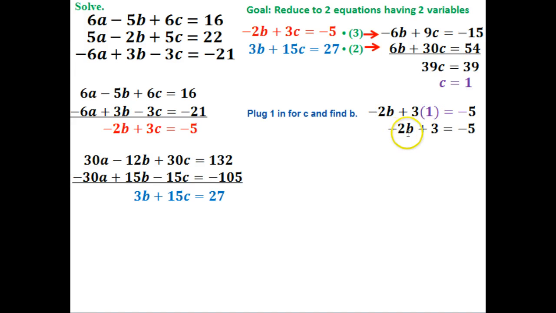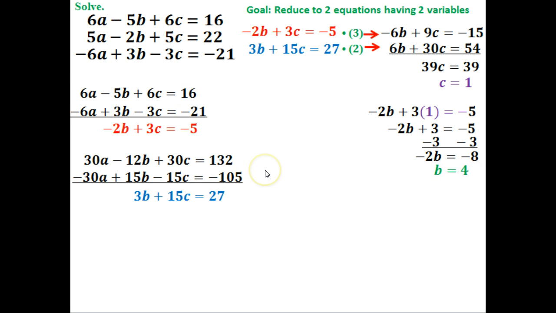Okay, so I've got negative 2b plus 3 equals negative 5. I'll need to move my 3 over to the other side, so I'll subtract 3 from both sides. If I do that, I get negative 2b equals negative 8. Now I need to divide both sides by negative 2, which will find out that b equals 4. Now I'm really sitting pretty good. I found my c value, I've found my b value. All I need to do is find my a value, and I'm done with this.